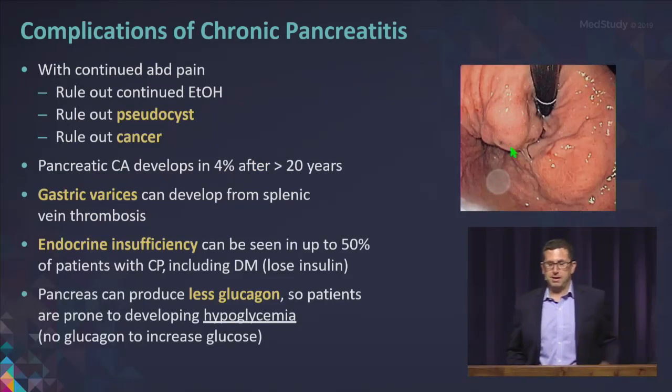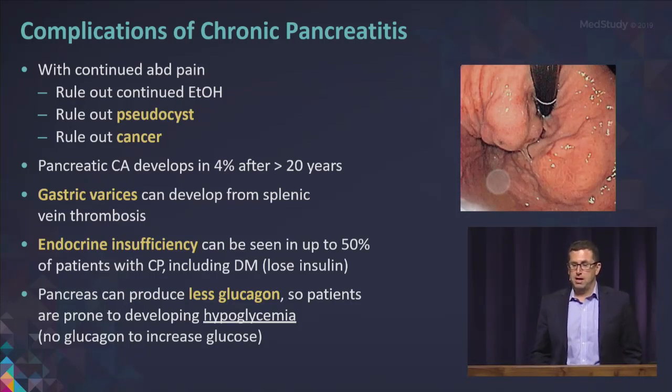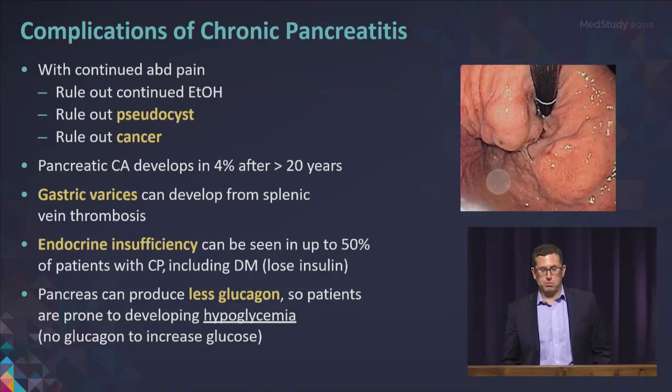Complications of chronic pancreatitis. Pseudocysts could form if you're having acute on chronic bouts of pancreatitis. Cancer, as I mentioned, chronic inflammation is a risk factor for pancreatic cancer, and it could develop in 4% after about 20 years. You could get splenic vein thrombosis in the setting of acute or chronic pancreatitis, and that could lead to gastric varices, which are right here in the fundus. So again, this is the scope in the stomach, and it's kind of looking back at itself. This is a big gastric varix.